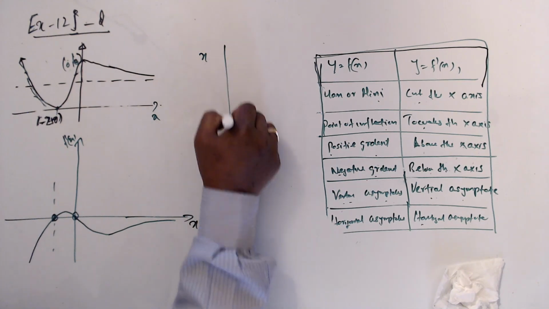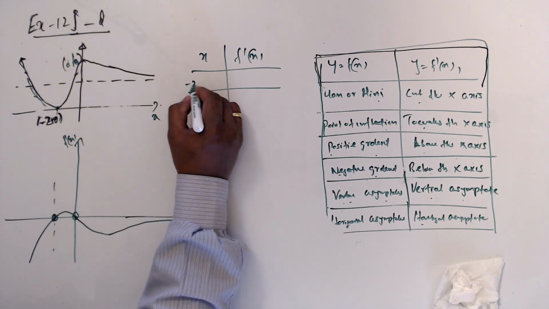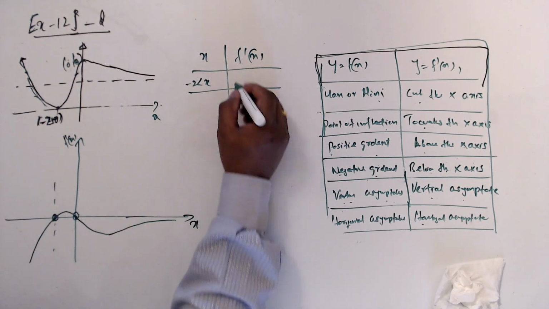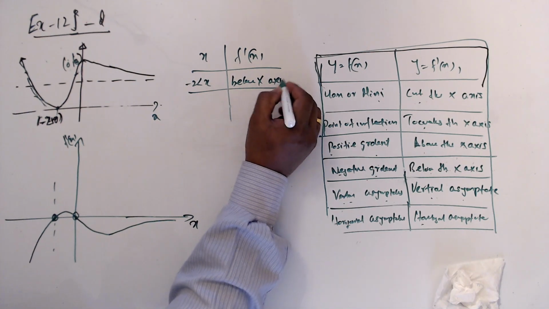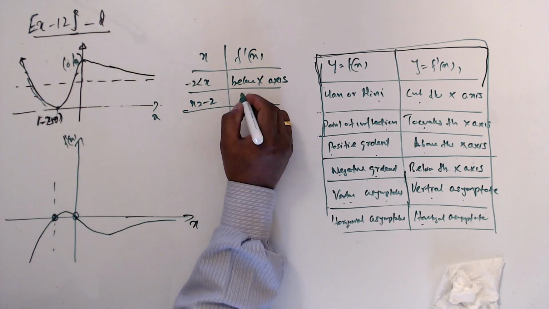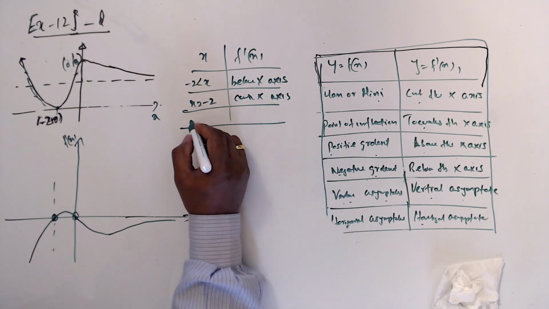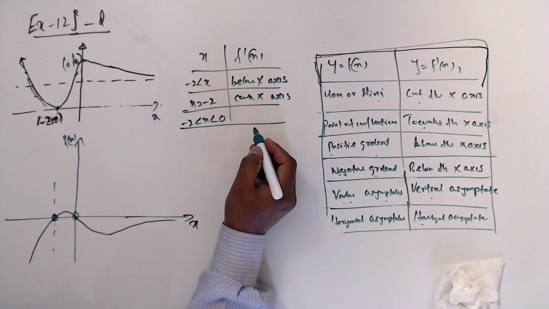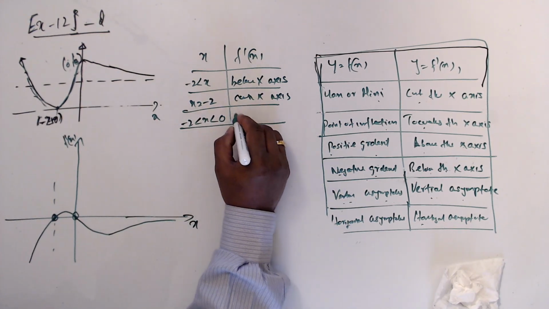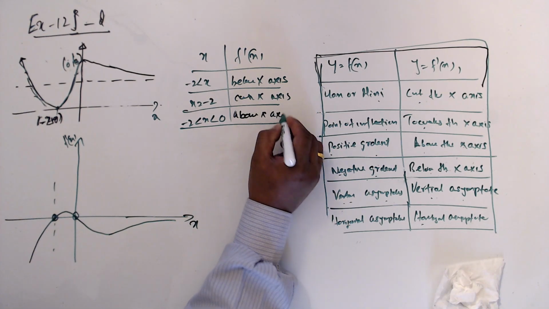So let's discuss x and f dash x. Below minus 2, it has a negative gradient. It means below the x-axis. Then at x equal minus 2, it is a minimum, so it cuts the x-axis. And then minus 2 to 0, it has a positive gradient again. It is above the x-axis.